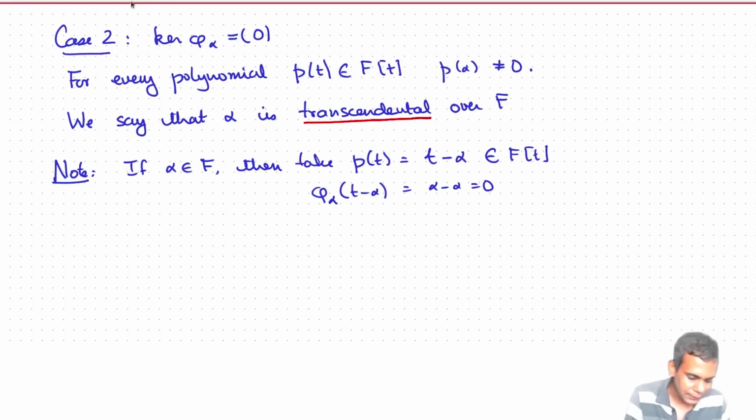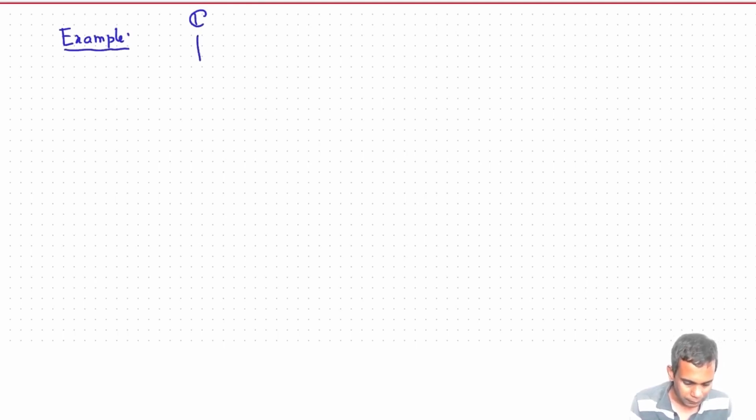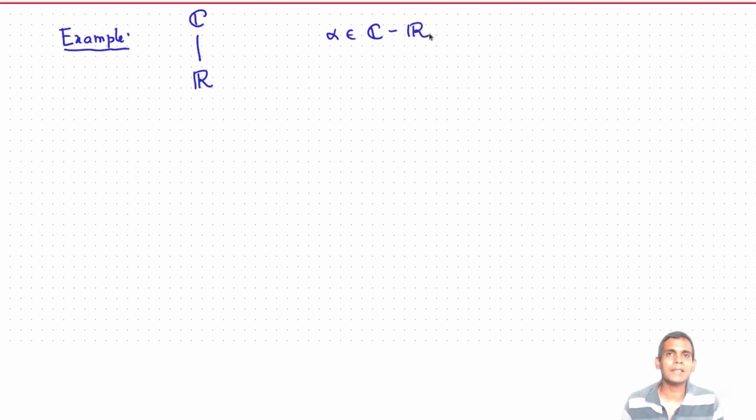So the simplest example would be to look at the complex numbers over the real numbers. That's a field extension that we are all very familiar with. So look at complex numbers over real numbers. And now we have some alpha belonging to the complex numbers. We can assume that alpha is not in the real numbers. So let's assume that alpha is a complex number that is not a real number, which means that alpha is not equal to alpha bar. Okay, and is this alpha going to be algebraic or transcendental?